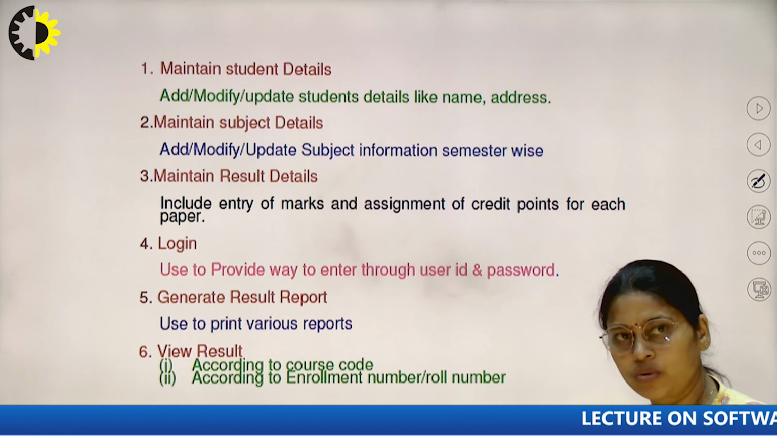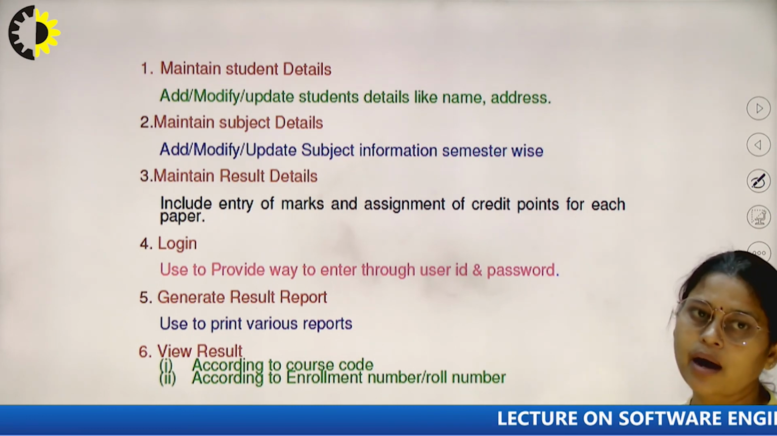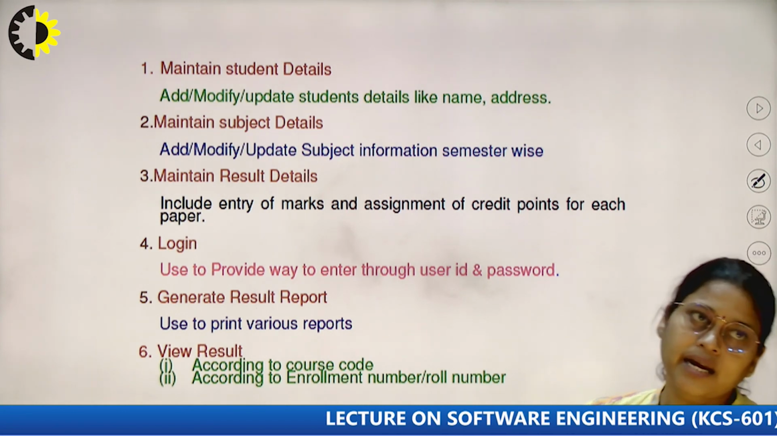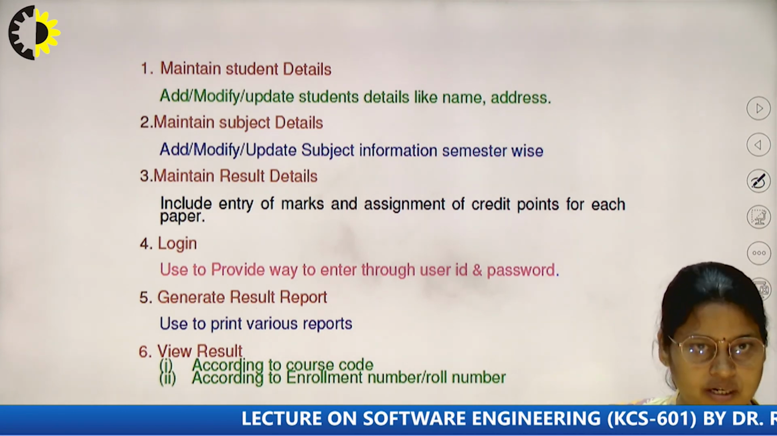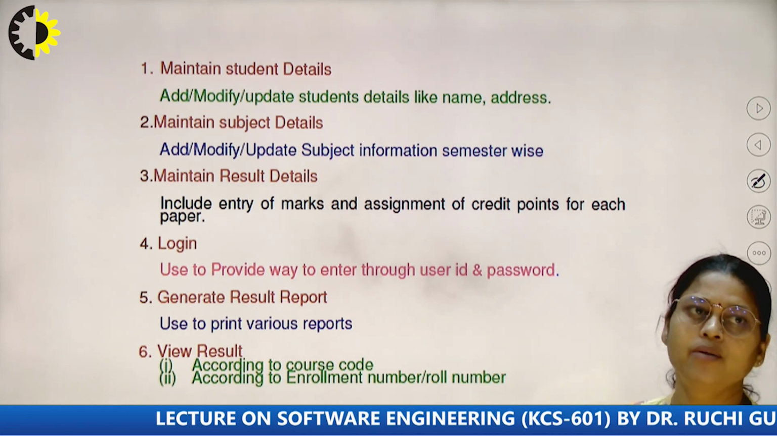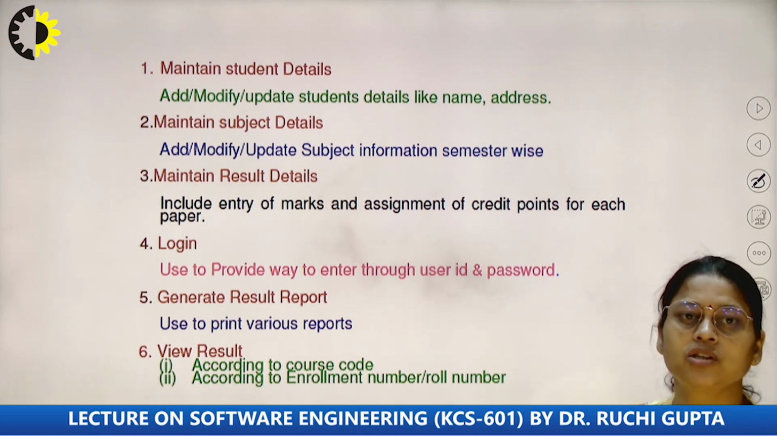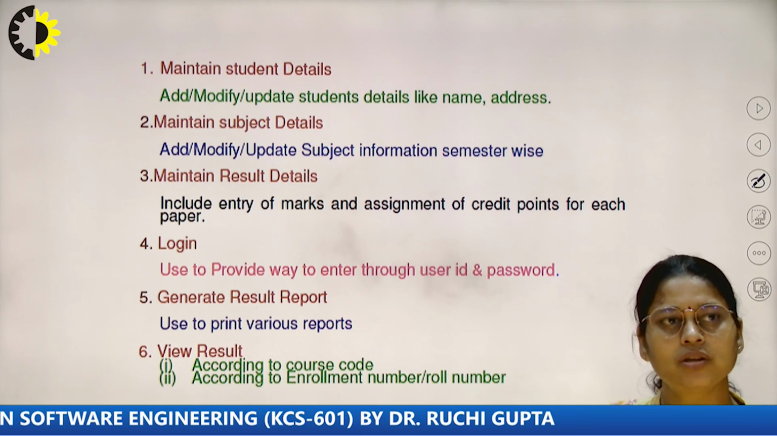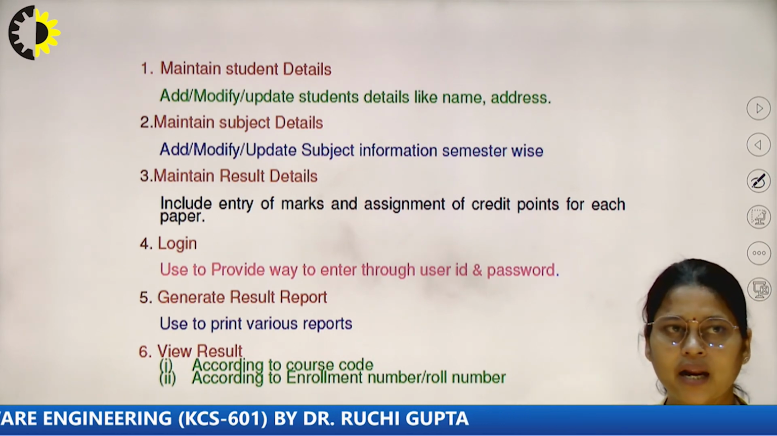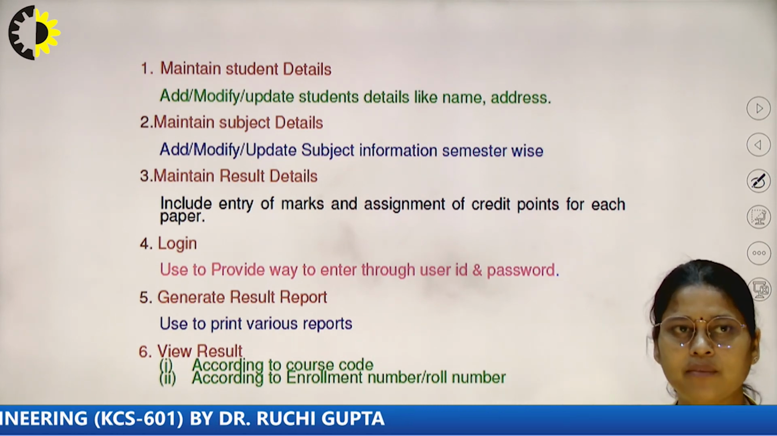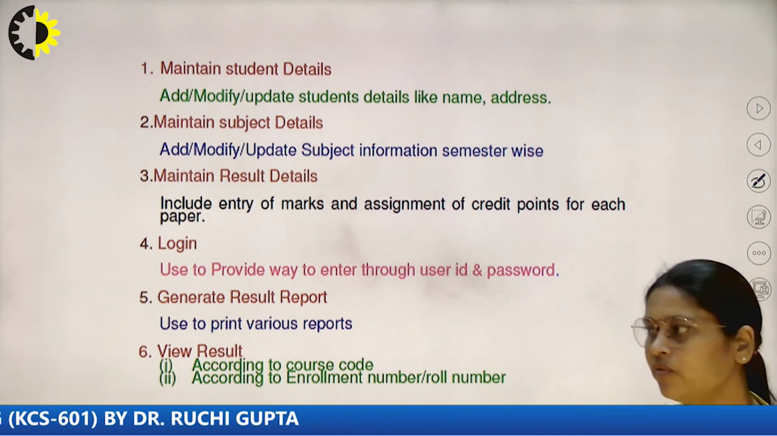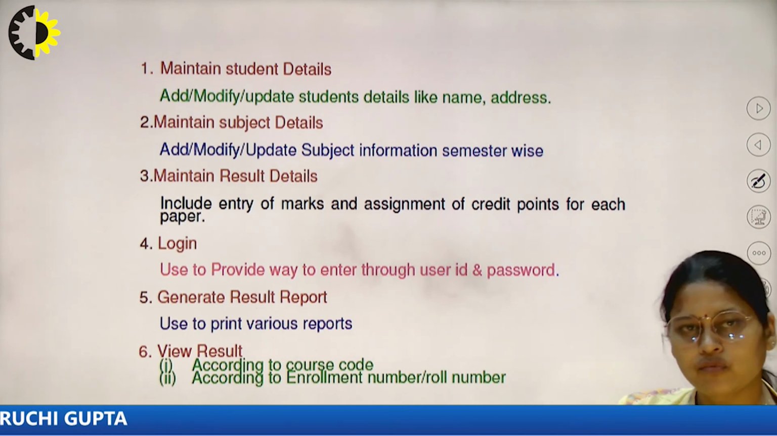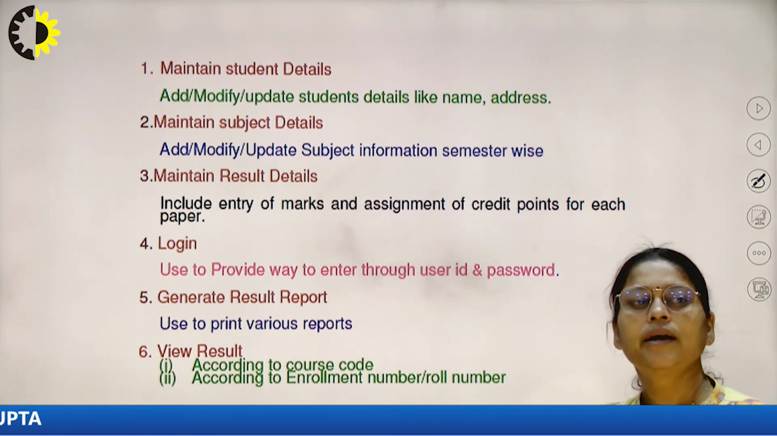So we can easily show all the functionality. In maintain student details, we can add, modify, and update student details like name, address, and phone number of the student. Secondly, we have to maintain the subject details. We can add, modify, and update subject information semester wise. Now we can maintain the result information that includes entry of marks and assignments, credit points of each paper, etc.